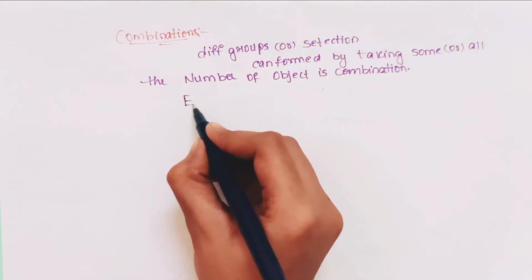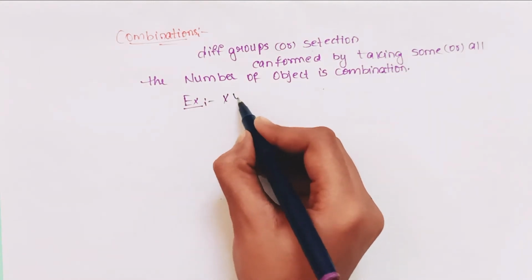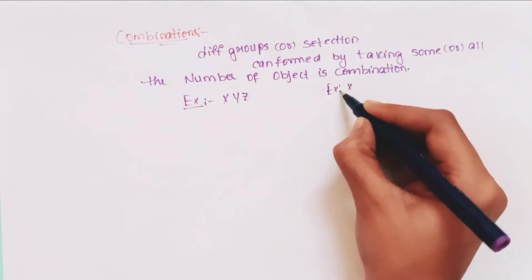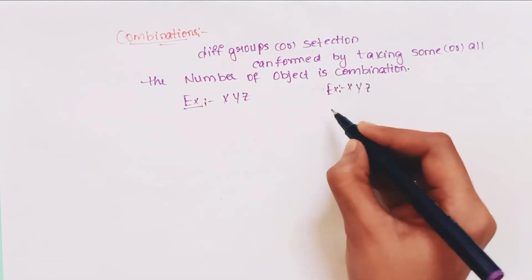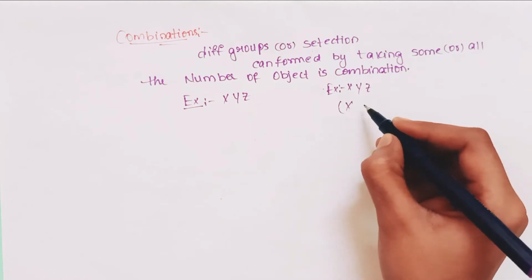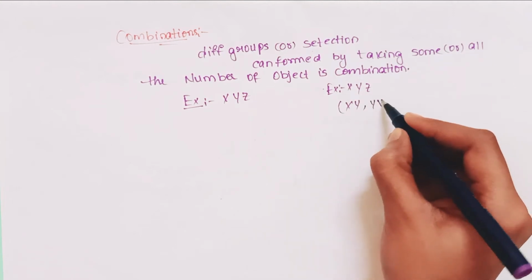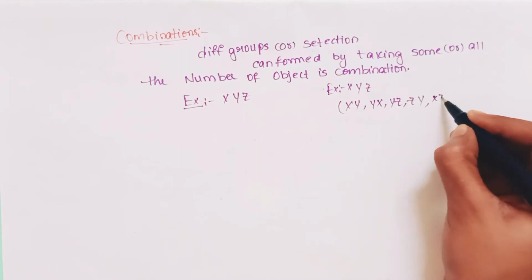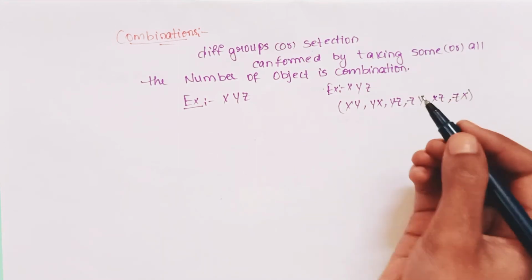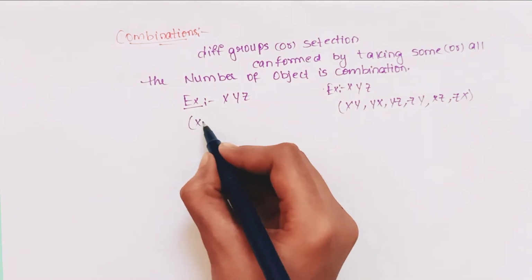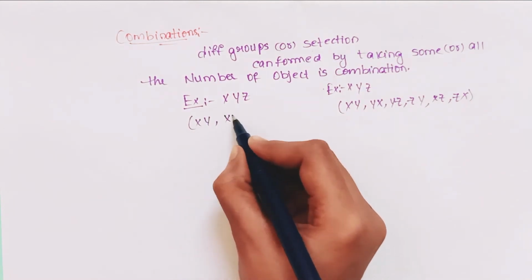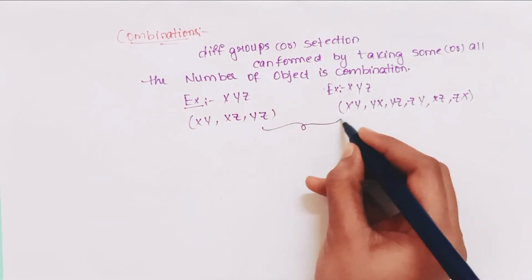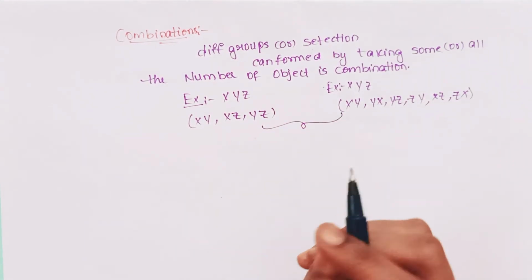For example, x, y, z. In permutations, we can repeat the letters in different orders: xy, yx, yz, zy, and xz, zx. But in combinations, we write only xy, xz, and yz. This is the difference between permutations and combinations.